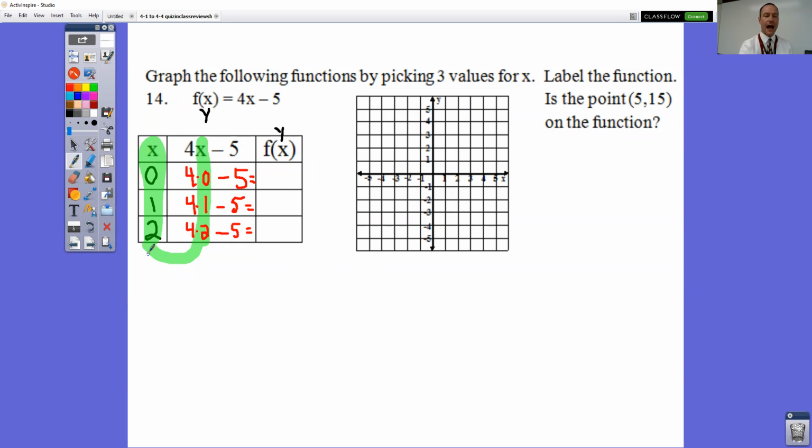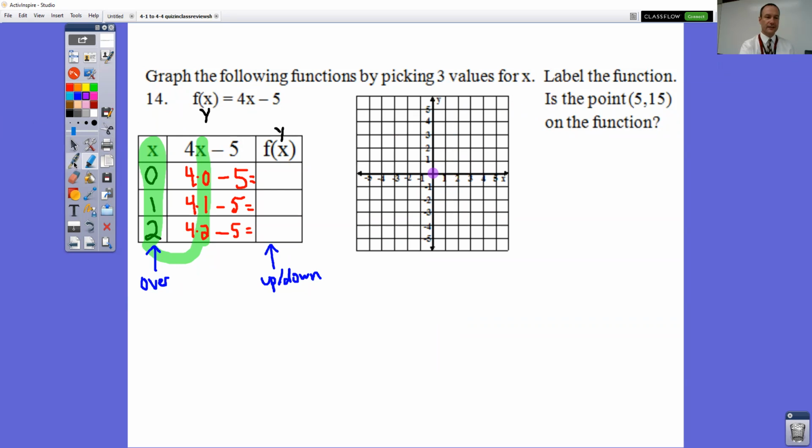When you go to graph your points, your x value is how many we go over. Your y value or f of x value is how many you go up or down. Now remember, when you graph points, we always have to start right here in the middle. We start at 0, 0, and then we go over and then up or down.